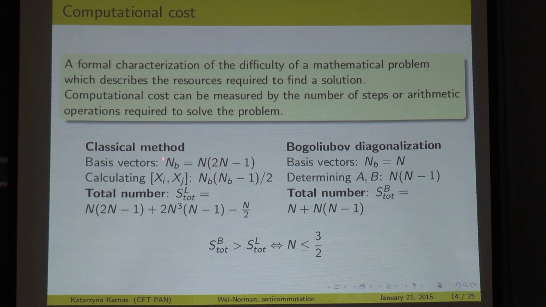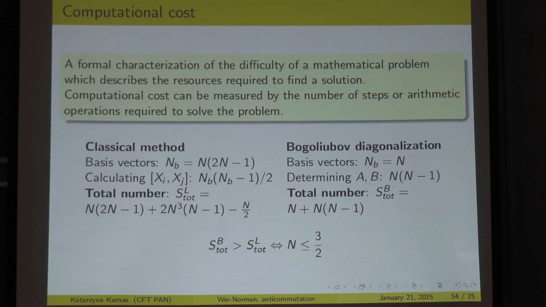So the previously described method requires 2n squared minus n basis vectors. That means that it's necessary to calculate this number of commutators. So the total number of calculation steps is given by this expression. But that goes as a fourth power of n. Yes, that's why Bogoliubov is better.